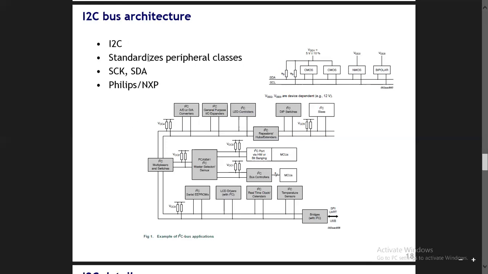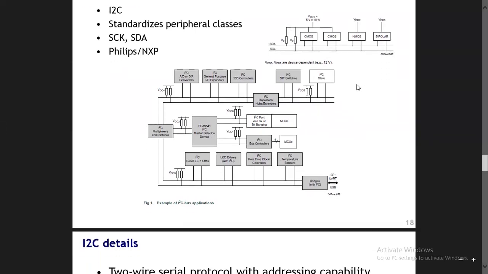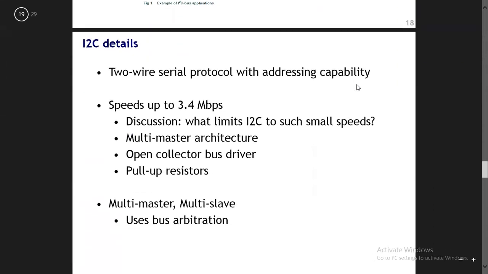So I2C standardizes four classes. These are the couple of signals: SCK, SDA, and Philips, now NXP, is of course the actual designer and manufacturer. Once you understand this basic operation, this basic design of the I2C, then we will be able to understand the complex system which is illustrated here, why it is so complex, and what the other aspects of the design are. But for now, let's focus on this simple architecture. First, we need to get the details of this architecture, then we'll be able to understand the complexity.